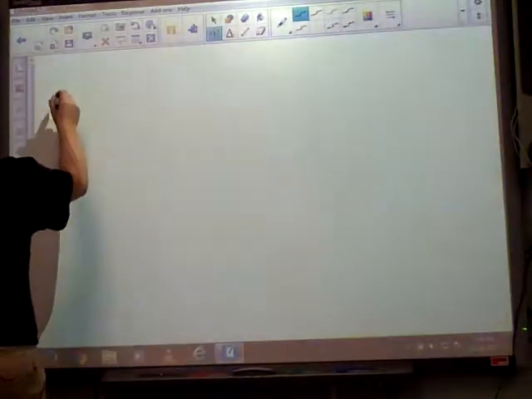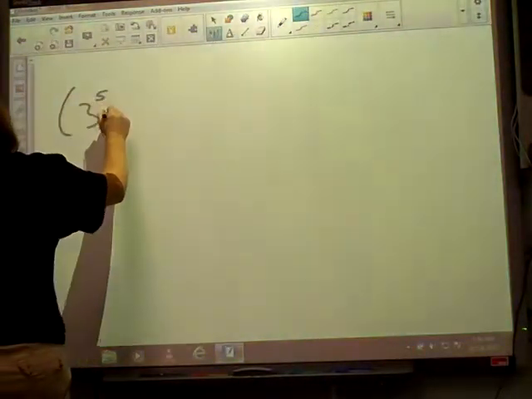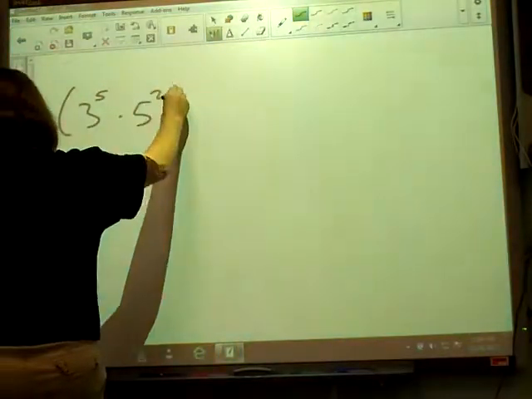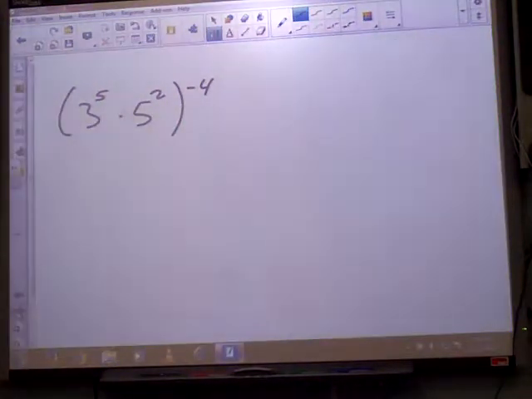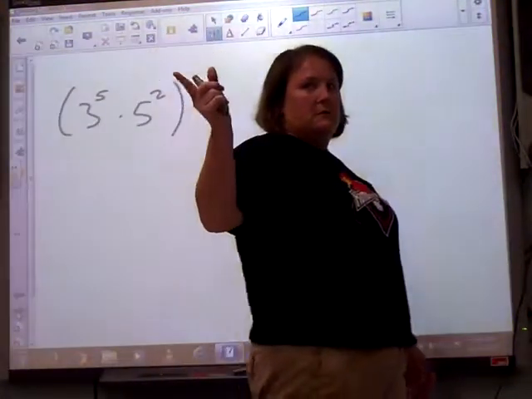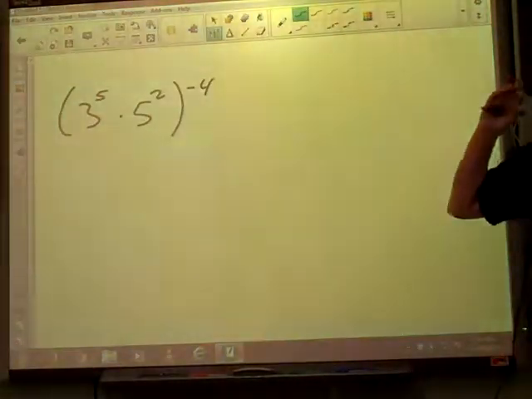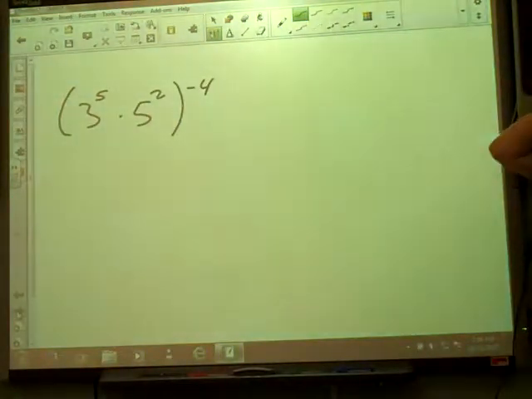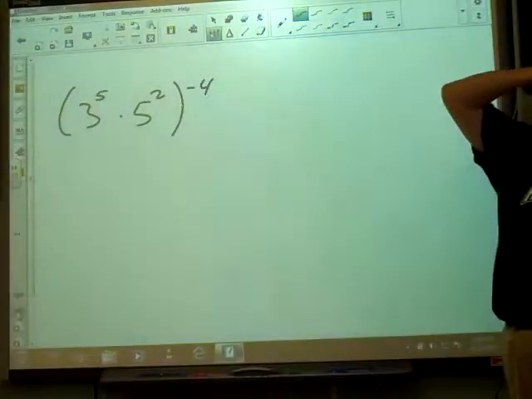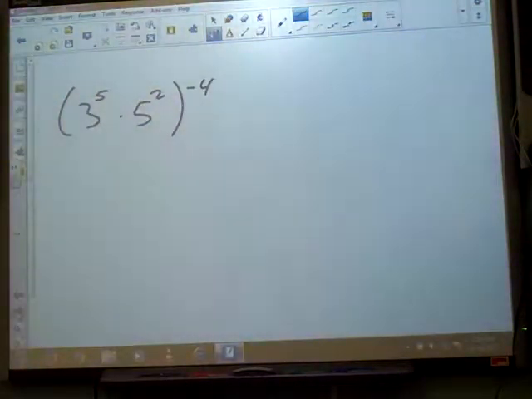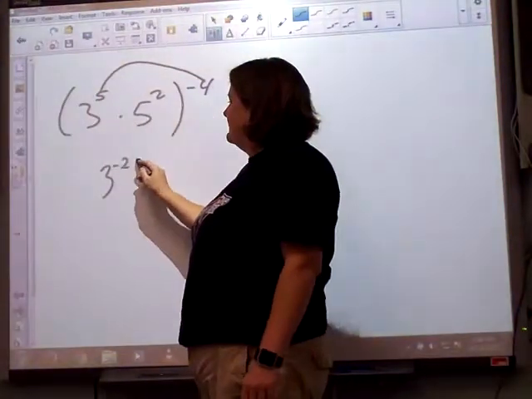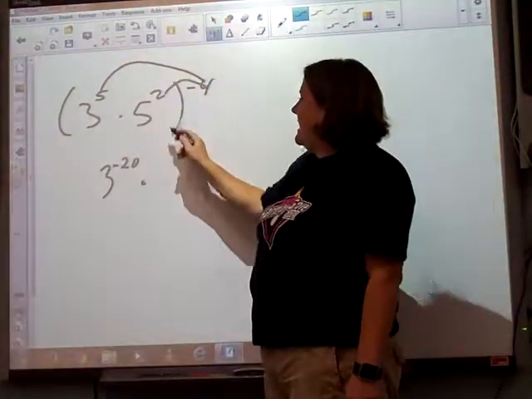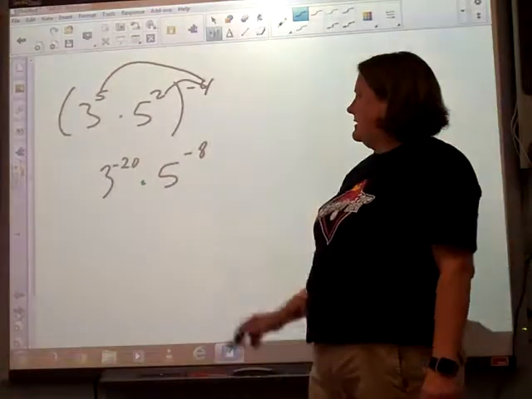I got 3 to the 5th times 5 squared, all to the negative 4th. Alright, we already talked about power to a power rule before. What's the operation when it's power to a power? Add, subtract, multiply, divide on power to a power. Add. Nope. Multiply, thank you. So this will be 3 to the negative 20th times 5 to the negative 8th.